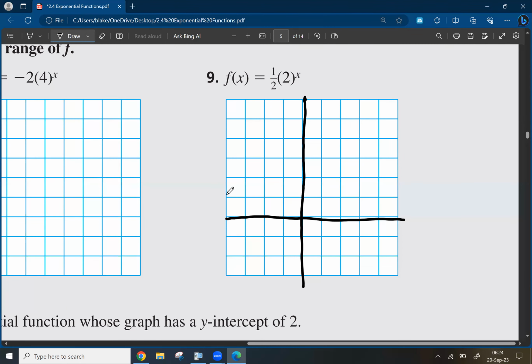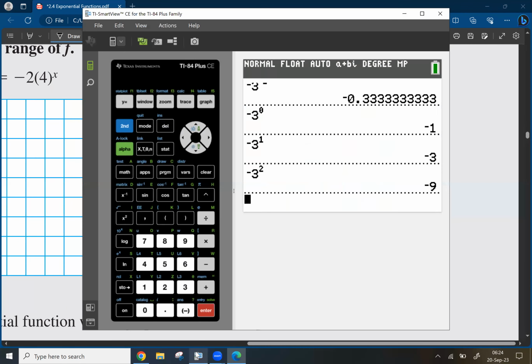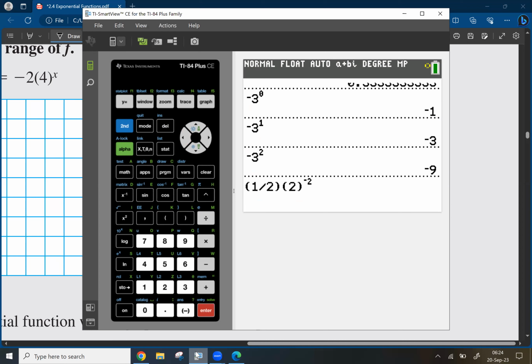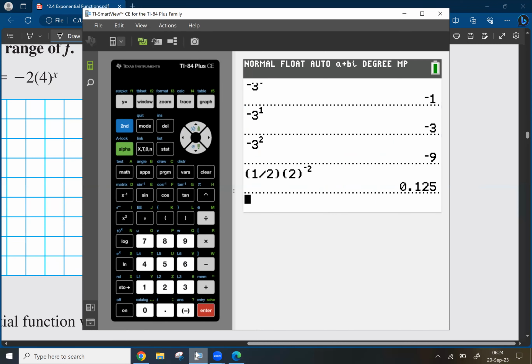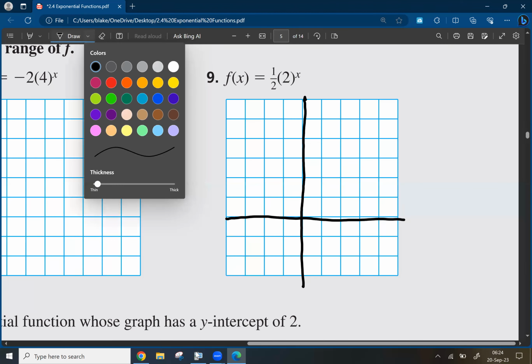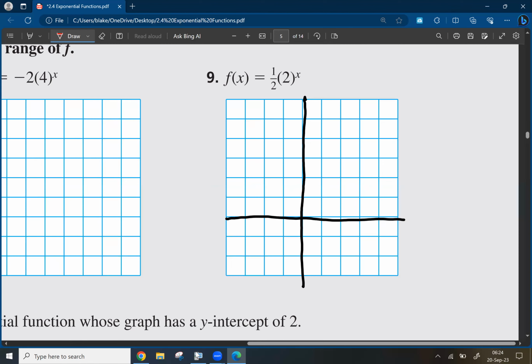All right, so we have 1/2 times 2. Let's plug in negative 2. So 1/2 times 2 to the negative 2 power. Again, make sure you use the right negative button. 0.125. So when I plug in negative 2, I get 0.125. So something pretty close to 0. Just going to put it here.